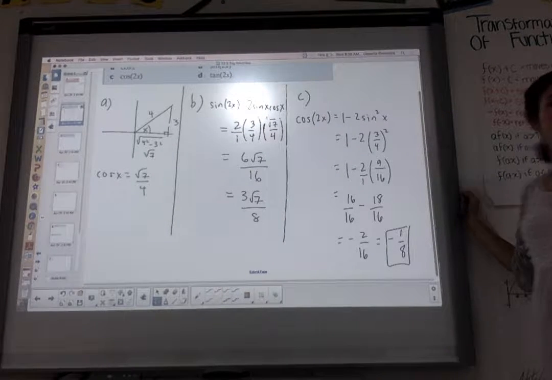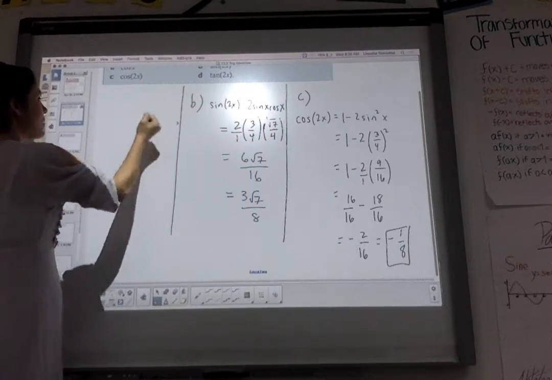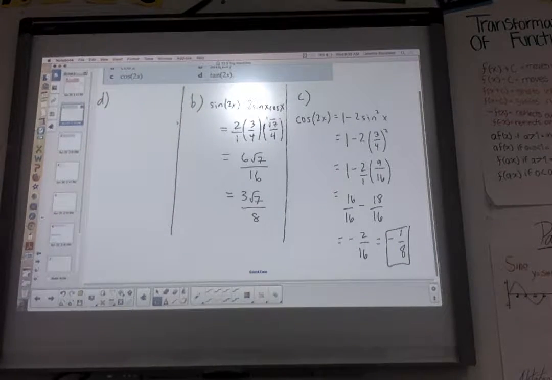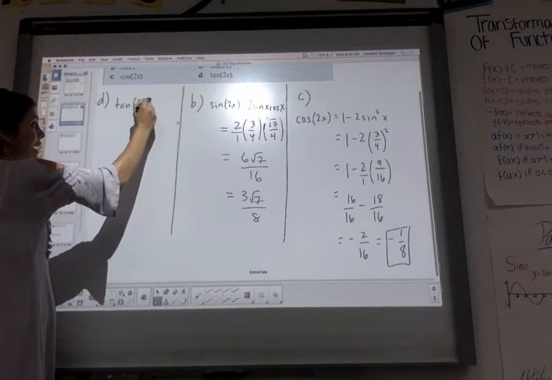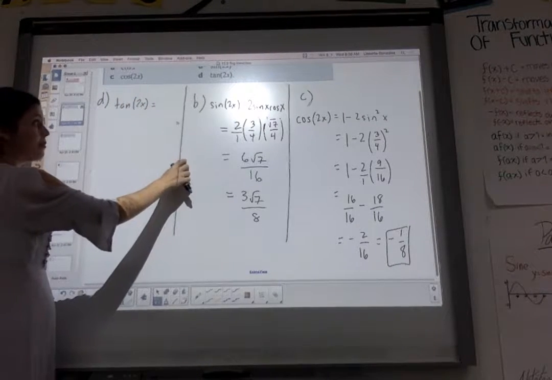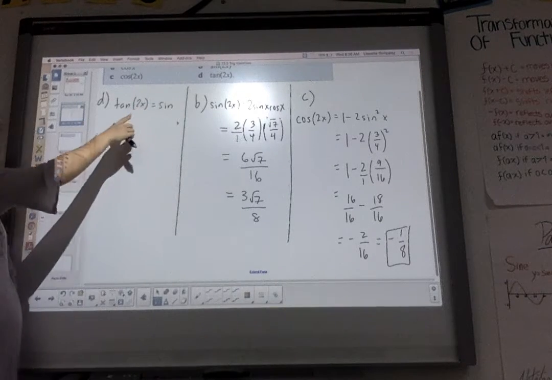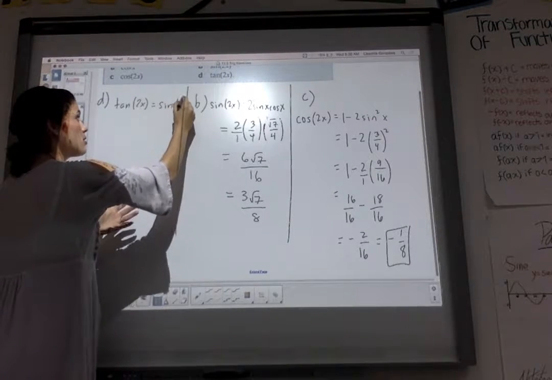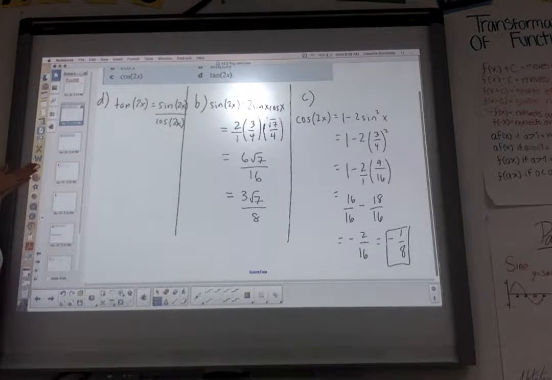Okay, let's go to D. Okay, I'm going to just replace it here. Okay, guys. Do you have a double angle formula for tan? No. Did I ever give you one? No. So what are you going to do? One over the other one. What's tan? It's sine over cosine. That's right, but you have to use the same argument, the same angle. So it's sine 2x over cosine 2x. That's tan of 2x.